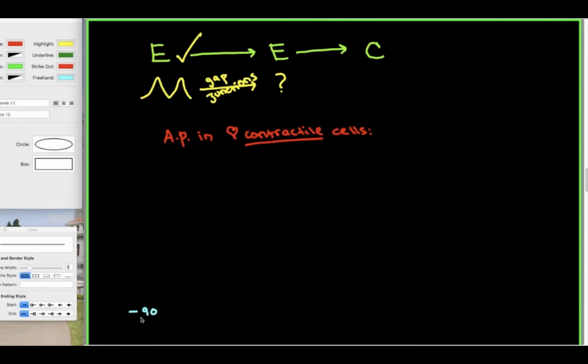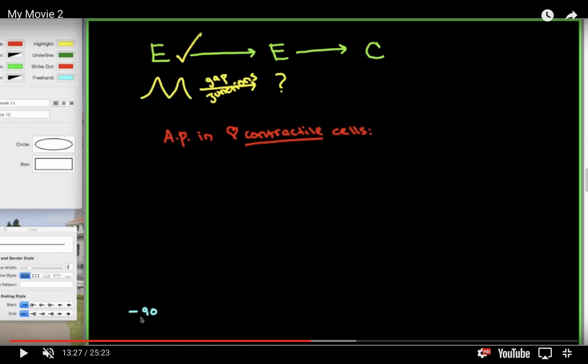So this action potential, unfortunately, is going to be a little bit different too. This is going to be the third action potential we've seen. And you'll see that one difference already is that the resting state of these contractile cells is a little bit more negative, around minus 90.